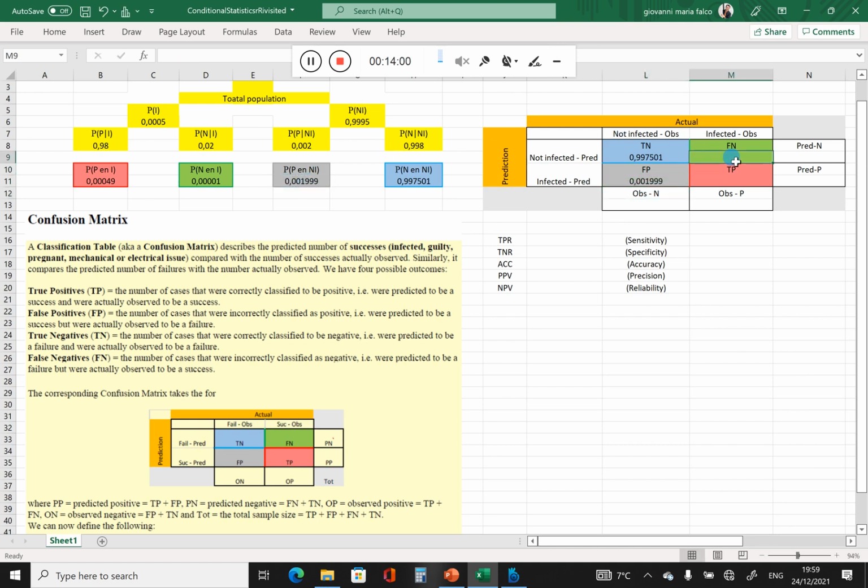Okay, in the green one, the false negative probability, and here by the true positive, the light red probability. By the way, we are working here with probabilities. I could also work with the number of cases.